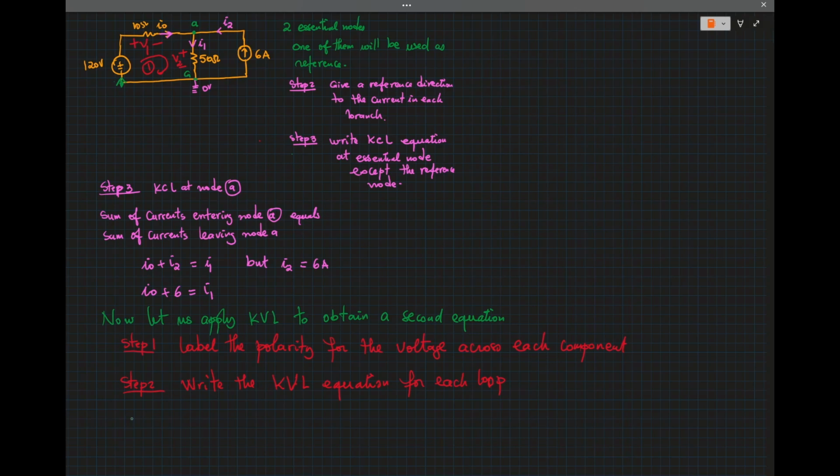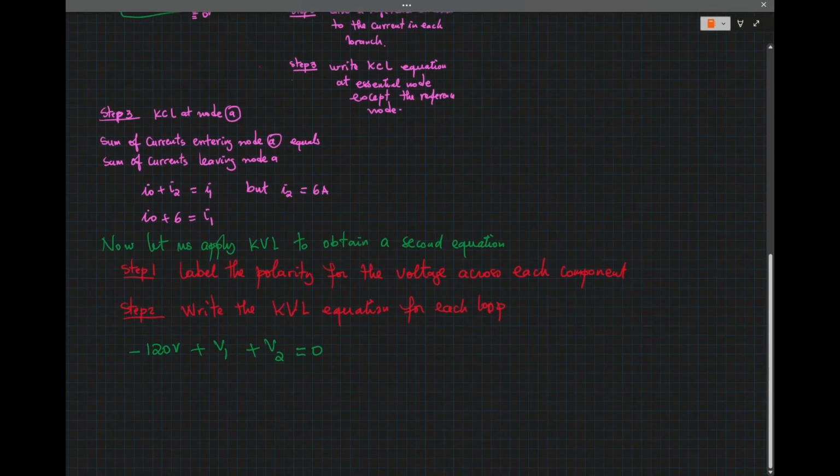So when we move, we come across the negative polarity of the 120 volt first, so negative 120 volt plus V1, right? Because we come across the positive polarity of V1, and then plus V2. That completes the loop, right? So we started from there, and then we come back to ground, so that is equal to 0.